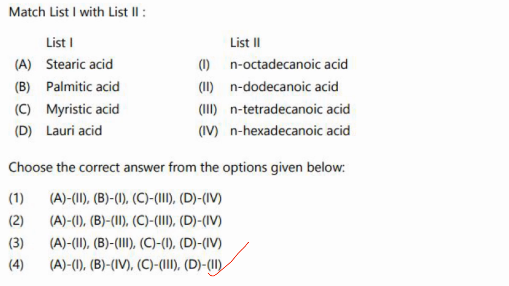Then next one. Stearic acid is n-octadecanoic acid. Palmitic acid is n-hexadecanoic acid. Myristic acid is n-tetradecanoic acid and lauric acid is n-dodecanoic acid. So A1, B4, C3, D2, your answer is option 4.